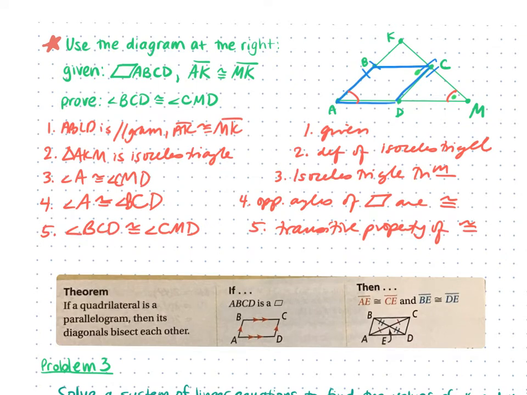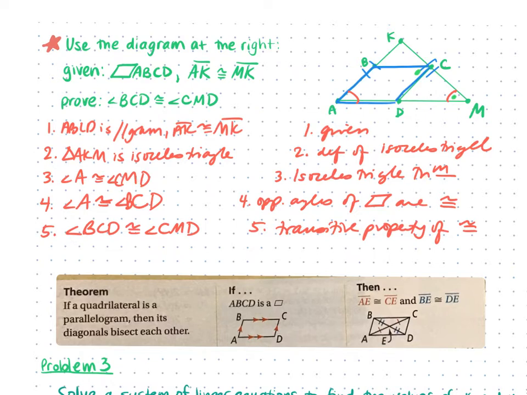Okay, so here's the proof. Hopefully you got something close or similar. We're given that it's a parallelogram, and that AK is congruent to MK. Since these two sides are congruent, this is an isosceles triangle, by the definition of an isosceles triangle. Within an isosceles triangle, the base angles are congruent. So angle A is congruent to angle CMD, and that's the isosceles triangle theorem.